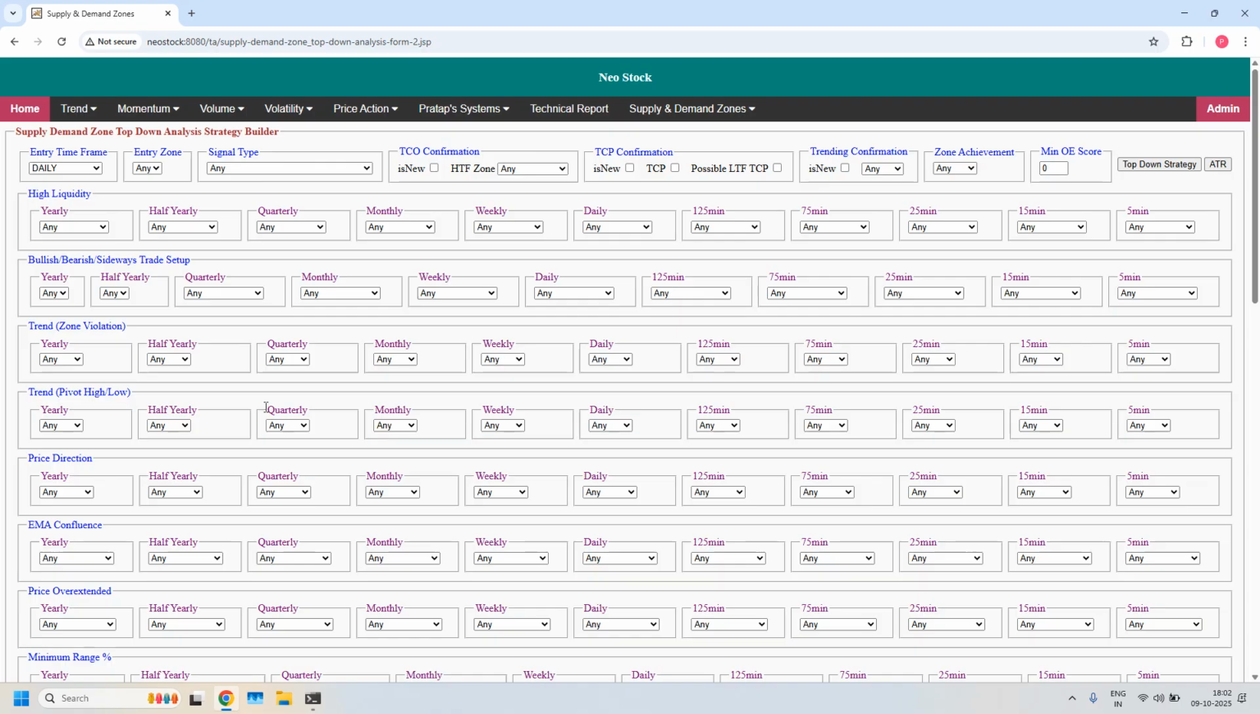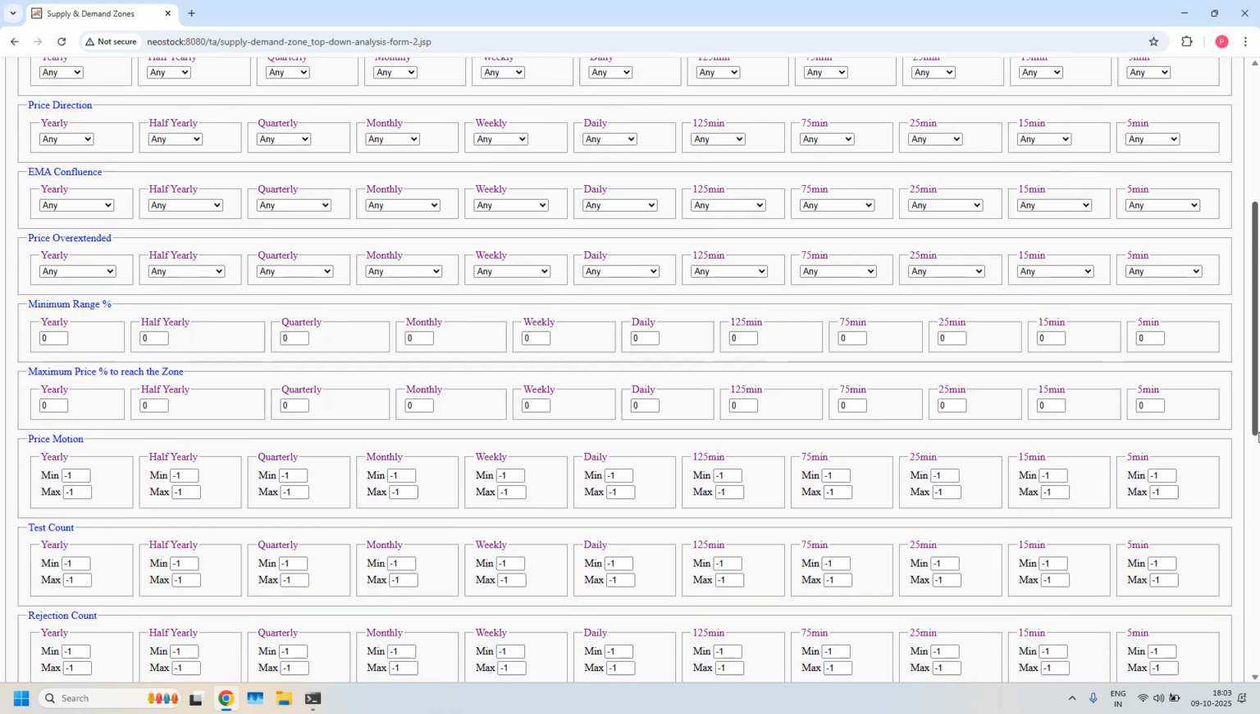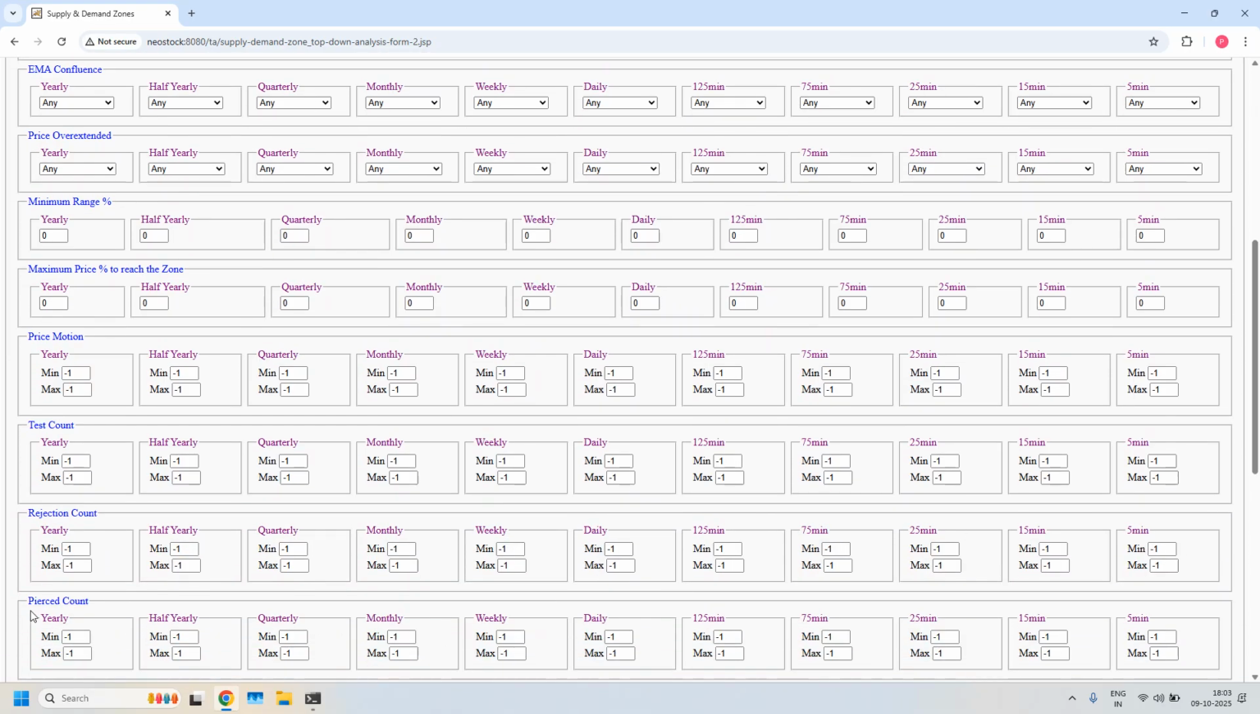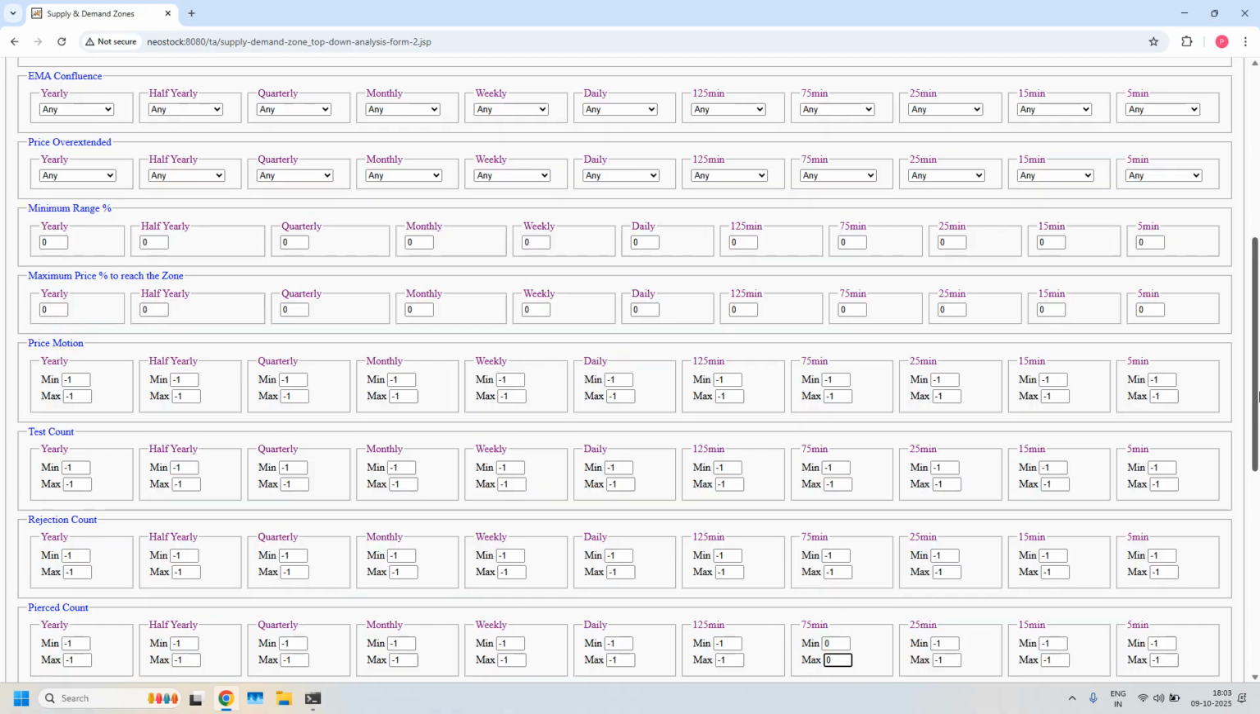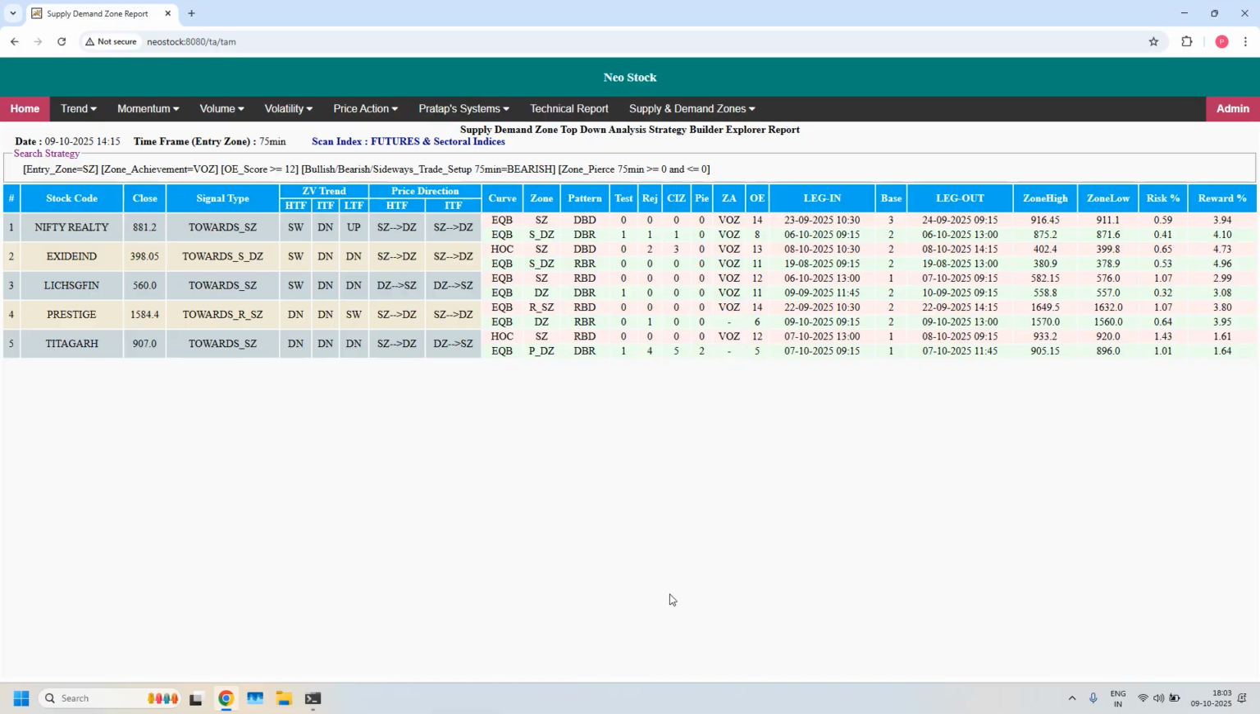Next, bearish trade setup for weekly income trade. The changes are 75 minute supply zone. Here bearish, zone achievement VOZ, minimum order enhances score 12, and 75 minute supply zone should not be pierced. So in the pierced count at 75 minutes time frame, minimum value 0, maximum value 0. With these filters, we got 5 stocks supporting bearish trade setup for weekly income trade.